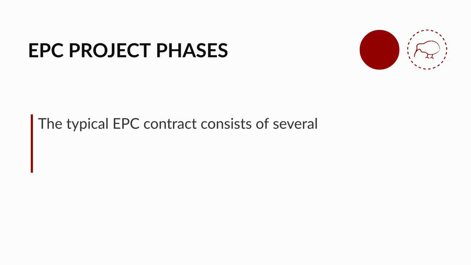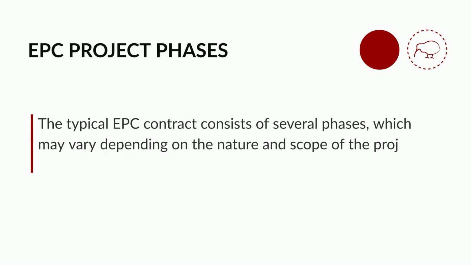EPC Project Phases. The typical EPC contract consists of several phases, which may vary depending on the nature and scope of the project. Here are the common phases of an EPC contract.